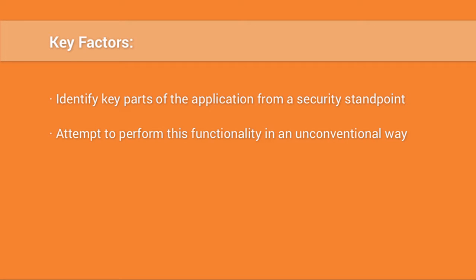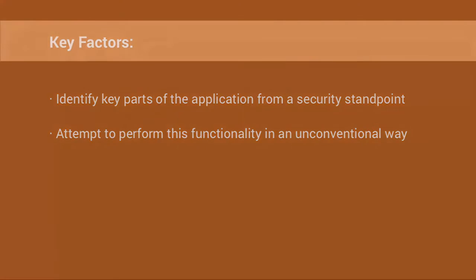Functional logic flaws are fairly straightforward. Identify key parts of the application that could be important from a security standpoint. This could be authentication related, access control related, or session management related, but the idea is that anything that prevents us from being malicious should be examined. Finally, as we mentioned previously, attempt to perform this functionality in unconventional ways.